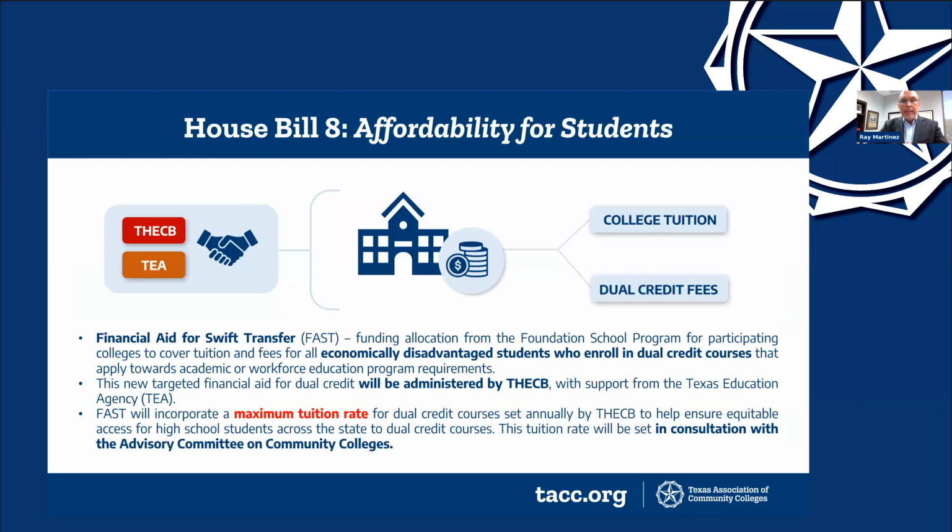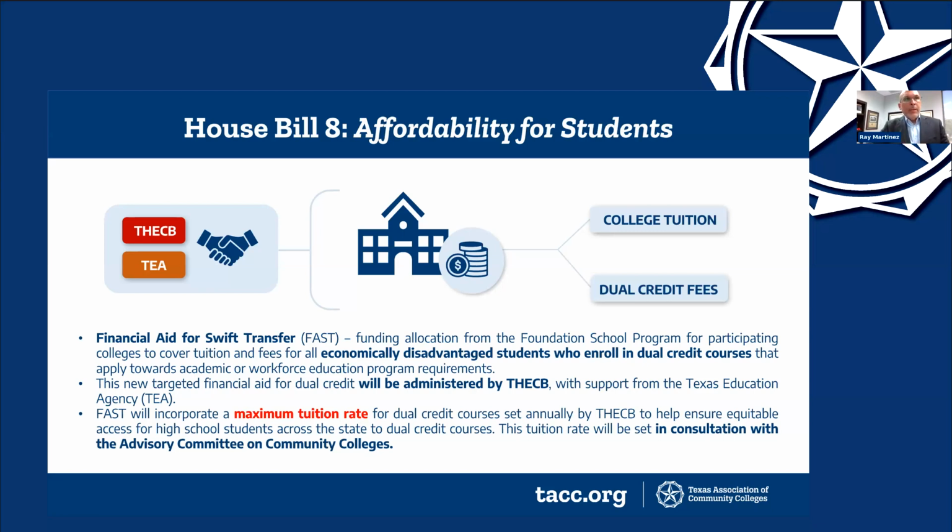This is the new FAST program, or Financial Aid for Swift Transfer. This is a funding allocation from the Foundation School Program for participating colleges to cover tuition and fees for all economically disadvantaged students who enroll in dual credit courses that apply towards an academic or workforce education credential, if you will.